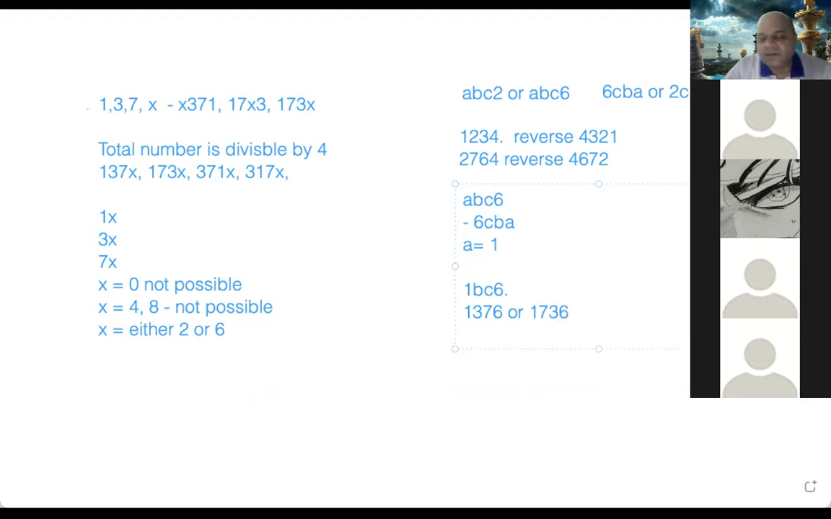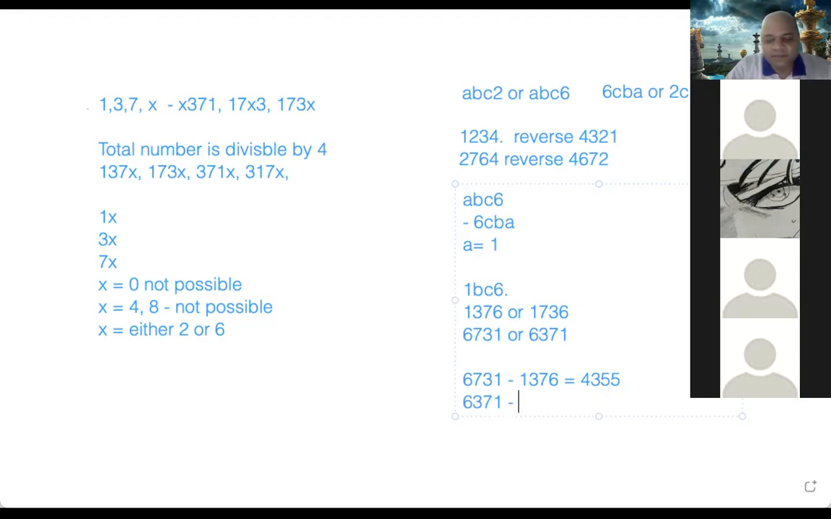And 1BC6 can be 1376 or 1736. These are the two numbers. You take the reverse of them, it is 6731 or 6371. Now you subtract the smaller number from the larger. So it is 6731 minus 1376. How much is it? 11 minus 6 is 5. 2 minus 7 is not possible, so again you carry forward. So 12 minus 7 is 5. And 7 minus 1 is already become 6. 6 minus 3 is 3.